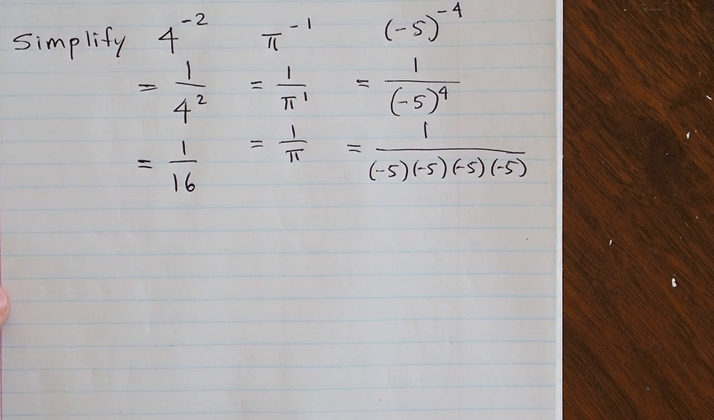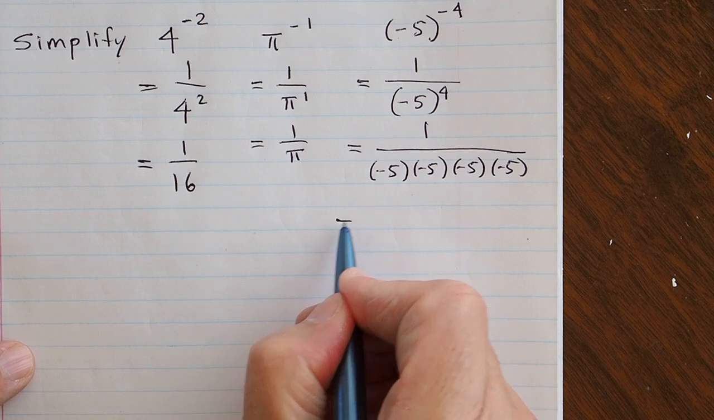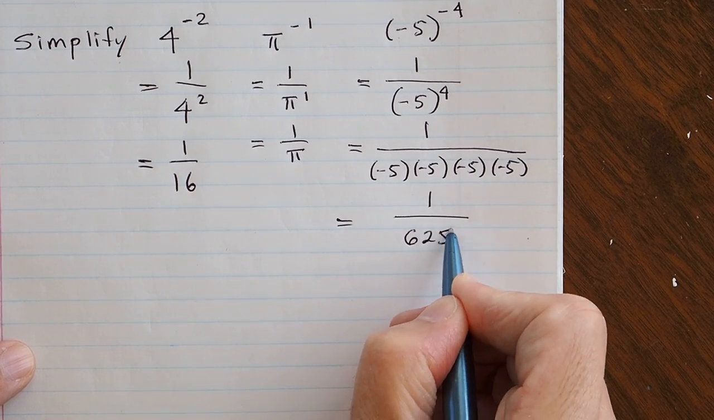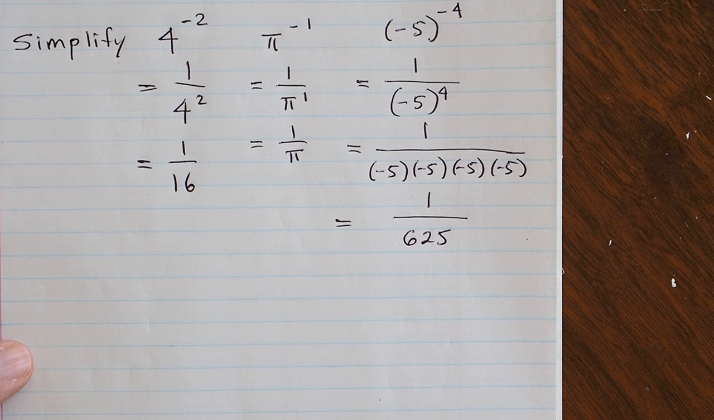If you multiply that out, you're going to get 5 times 5 times 5 times 5 is 625, but I also have an even number of negative signs. The answer will become positive.